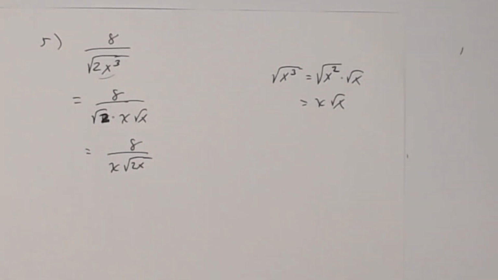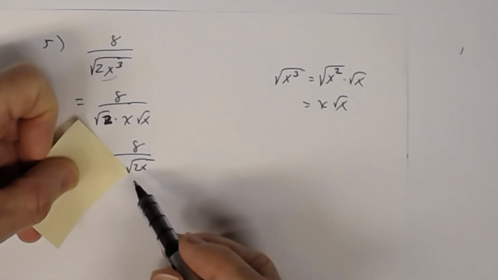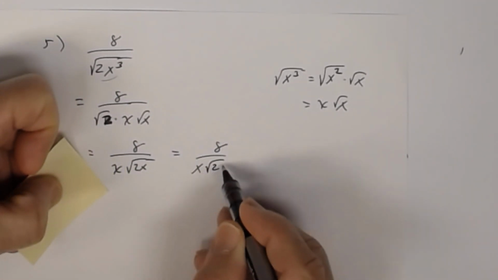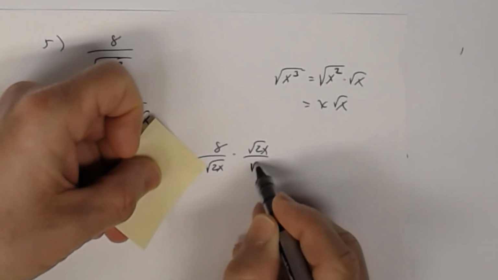And then all you do is just remember you want to get rid of that square root, so cover up that x. Just deal with the square root. Make things easy on yourself. So let me go ahead and rewrite this over. So now you're going to multiply both numerator and denominator by the square root of 2x.